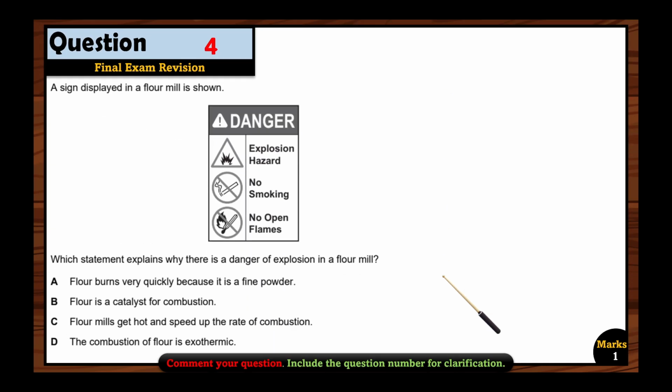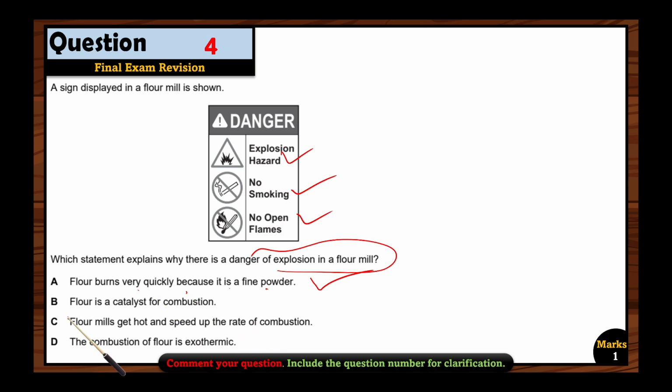Question 4. A sign display in a flour mill is shown. Which statement explains why there is a danger of explosion in the flour mill? When we are making flour, the particles are very small. If the particle size is small, they take up a lot of space, so they have a higher surface area. That's why there is more chance of explosion. Flour burns very quickly because it is a fine powder. Yes, that's the right answer. Because it's a very fine powder, it has a higher surface area, so any spark can help it burn easily. So option A is the right answer.